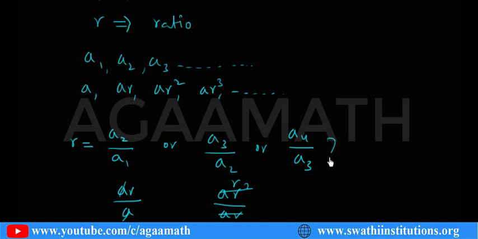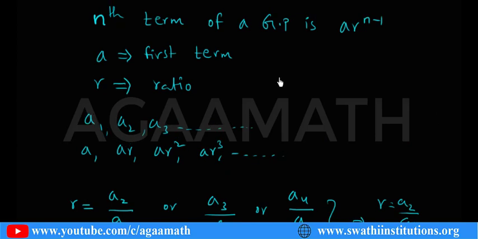So what I mean to say is r is equal to the succeeding term of the sequence divided by its preceding term. So r is equal to a2 by a1, or a4 by a3, or a5 by a4. This is how we find r. So to find the nth term of a GP, we have to know the first term and the ratio. If you know the first term and the ratio, we can find any term of a GP. Let us see some questions based on this.